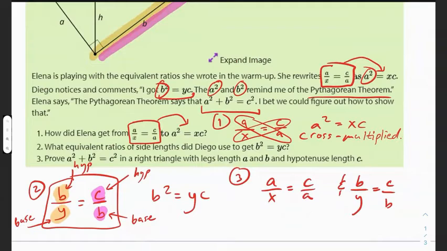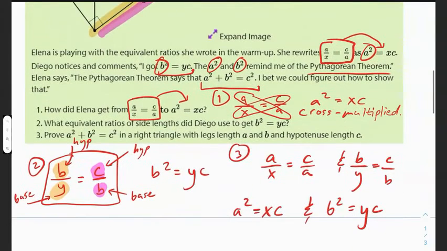So let's see, they said a squared equals x times c, that's what Elena said, and Diego said b squared equals y times c. So if you add a squared plus b squared, what you really get is xc plus yc. And I notice that both these terms have a c in common, so I'm going to factor out that c. See how I factored out the c? Now what? We know that x plus y is what? Wait a minute.